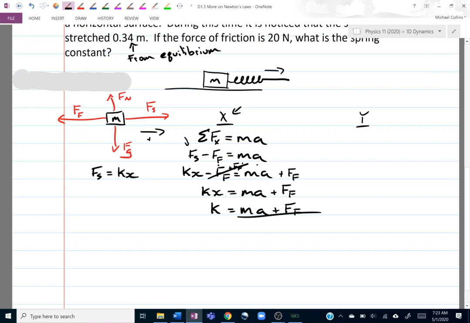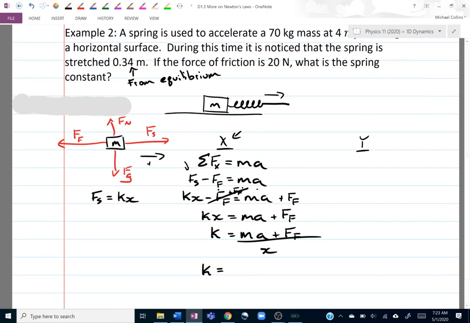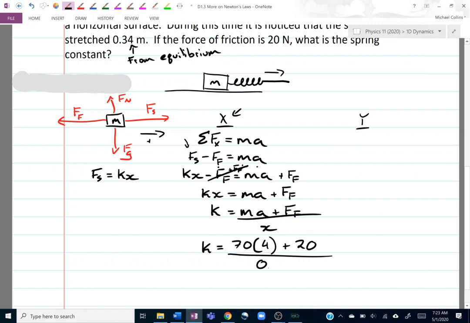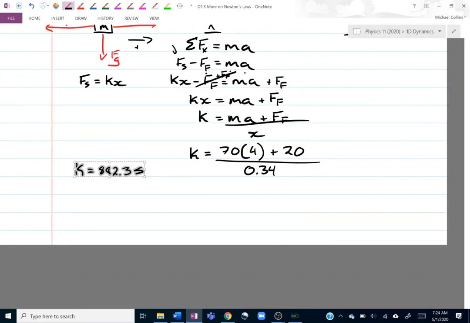and my K is going to equal MA plus FF divided by X. So my K is going to be equal to my mass, which is 70 kilograms, times my acceleration, which is 4, plus my force of friction, which is going to be 20, divided by how far it's stretched from equilibrium, which is 0.34. If we go ahead and plug that into our calculator, I think we will get K is equal to 882.35, to 3 sig figs. K is equal to 882 newtons per meter.